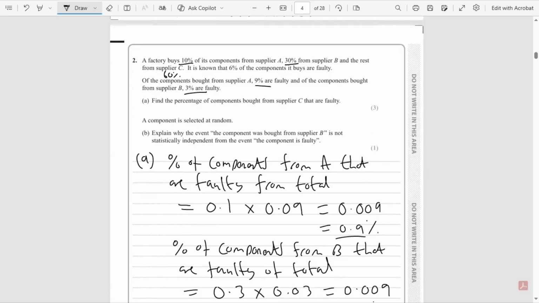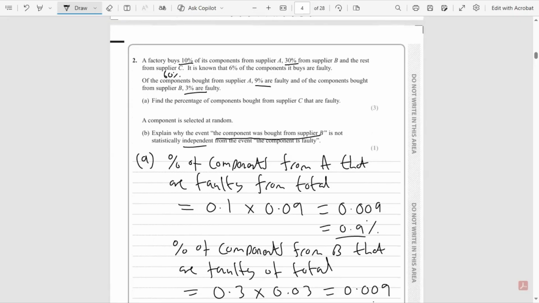Now for part B, a component is selected at random. Explain why the event that the component was bought from supplier A is not statistically independent from the event the component is faulty. So this question is obviously about independent events. You have one event here, the component was bought from supplier A.